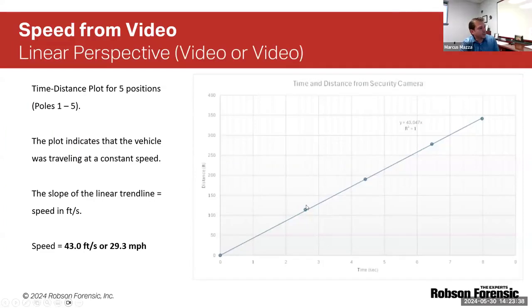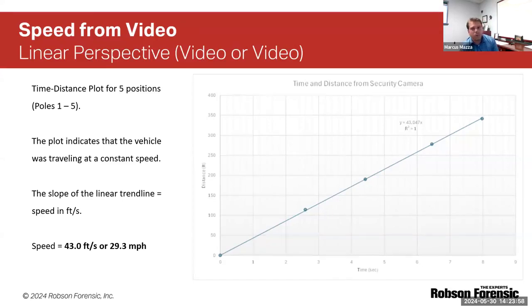So in this case, again, we have 5 positions. It is a linear fit, and we came up with 29.3. For those of us keeping track, our first analysis gave us 29.5, our second one, I believe, was 28.8, and here on our third analysis, we have 29.3.